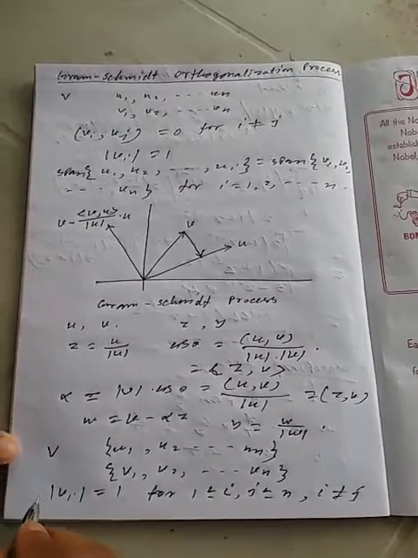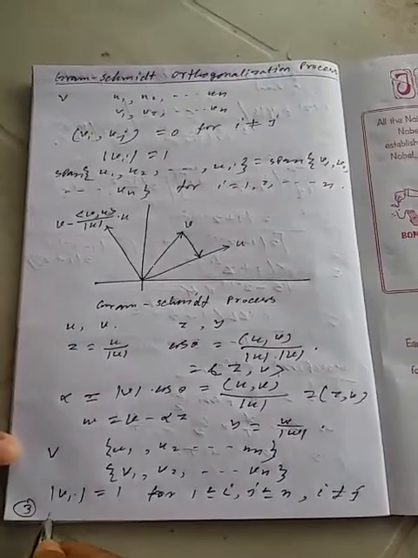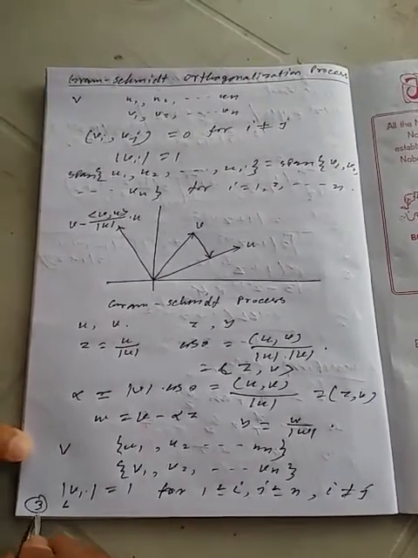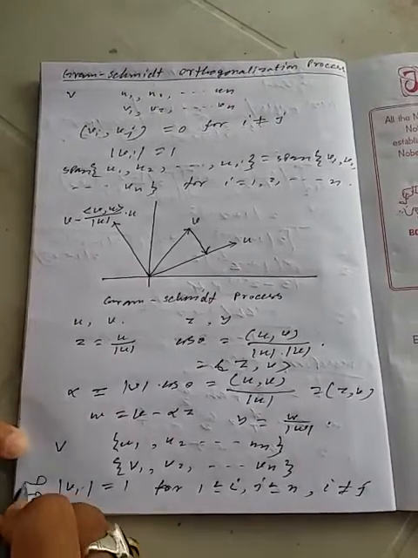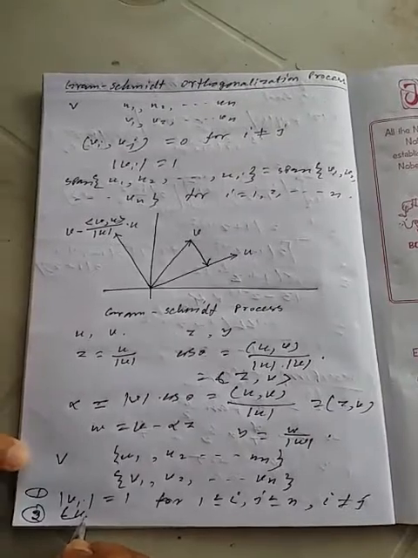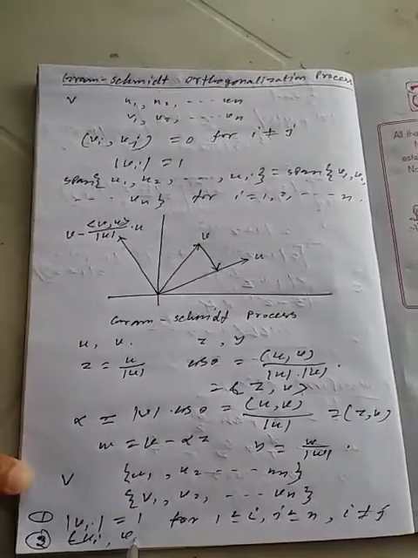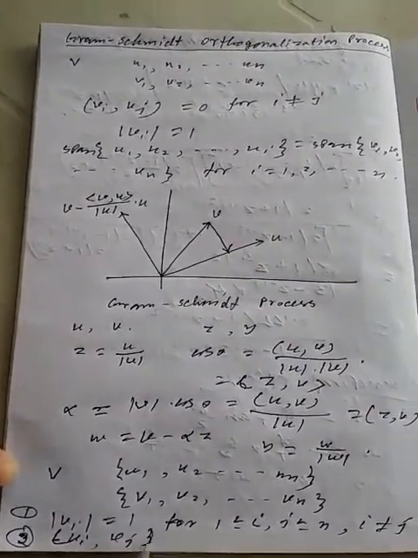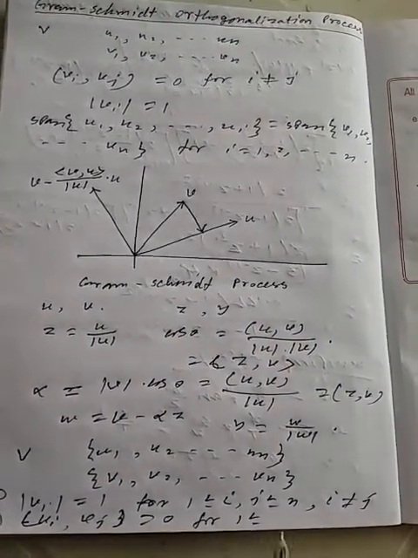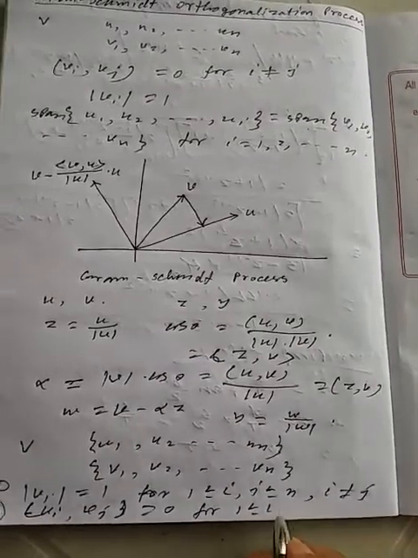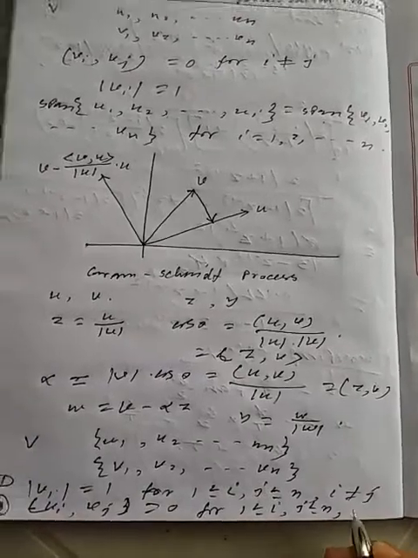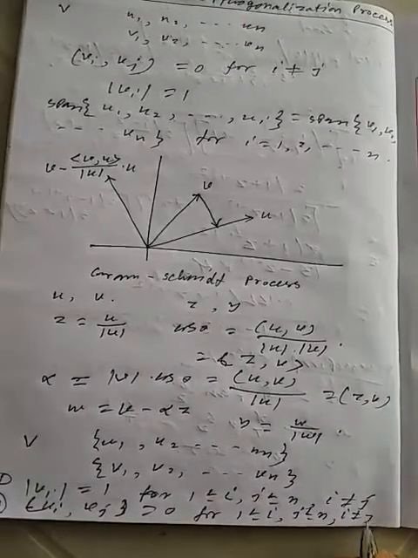Number 2 is the inner product of vi and vj equal to 0 for 1 less than equal to i, j less than equal to n, i not equal to j.